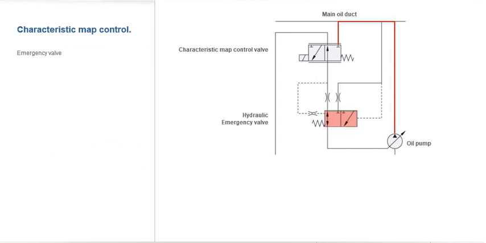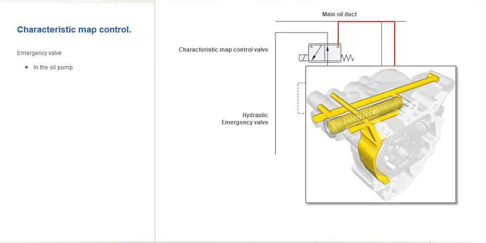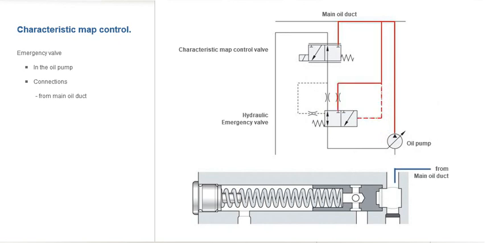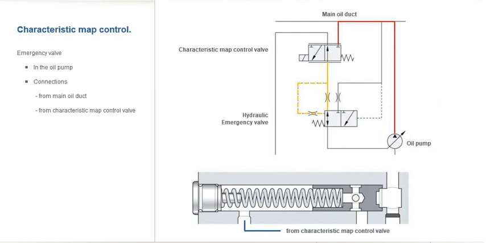The hydraulic emergency valve is required, however, in order to be able to limit the maximum pressure and control the delivery rate. It is in the oil pump and is connected to the main oil duct, the characteristic map control valve, and the control oil chamber of the oil pump.